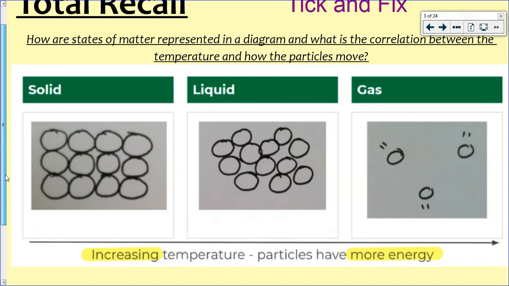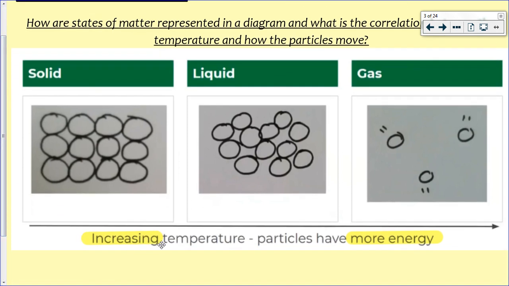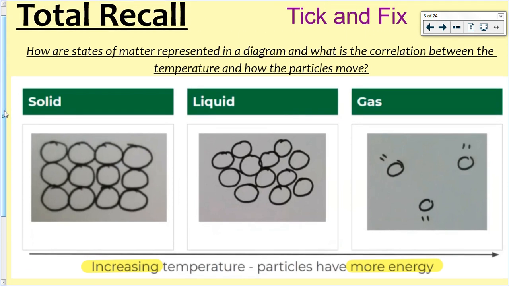And then our missing words, it's when we increase the temperature of our particles have more energy. Okay, and that's really important to remember for our change of states. So obviously when we decrease the temperature, the particles have less energy.